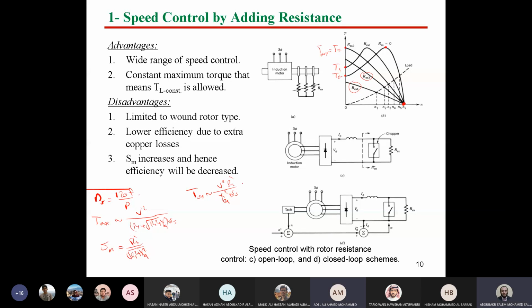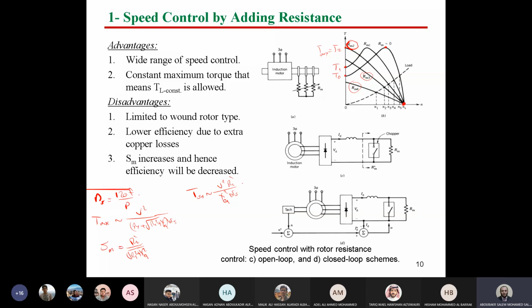Decrease lower. It started decreasing again. Why? Because we added a resistance that is higher than the value which makes T starting equal maximum torque. So the value of resistance here, which corresponds to T starting equal T maximum, is a critical value and needs to be calculated. It's very important.